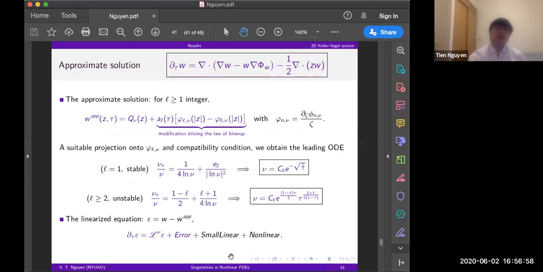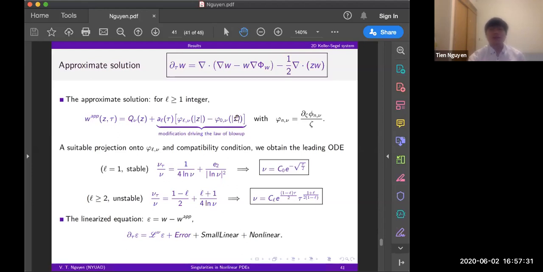But first, how about the approximate solution? From the detailed description of the spectrum of the linear operator, we are able to refine further the approximate solution. So it means that we take the approximate solution of the self-similar version given at the linear order by the scaling stationary solution, and we need to add a modification. And this part is really important, that will give you the law of the power.